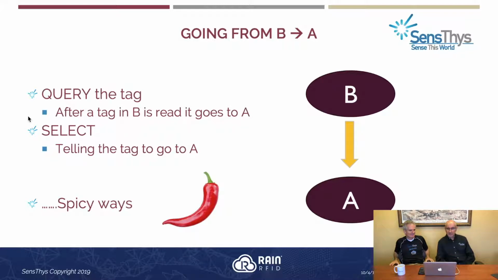Well, how about that? It's pretty similar. You can use either of the same commands, query to read the tag, and if it's in the B state, it will go to A, and obviously select without reading. But there are spicy ways of doing it.